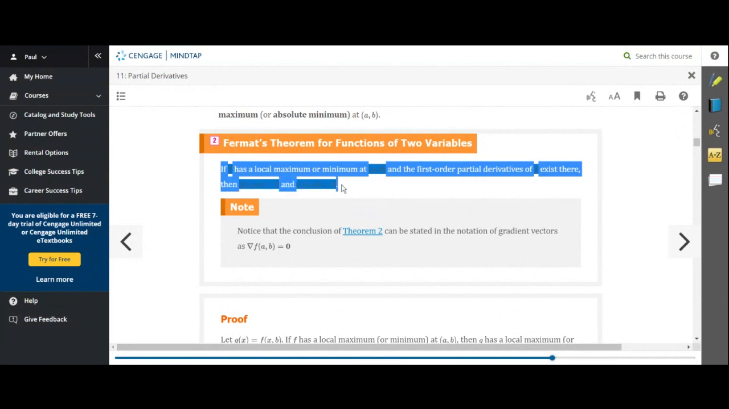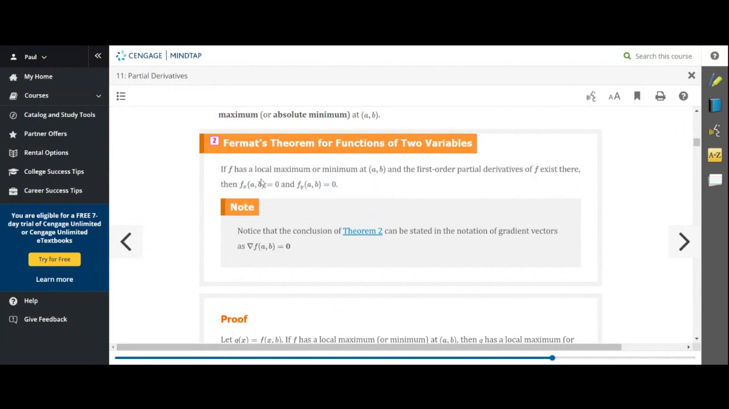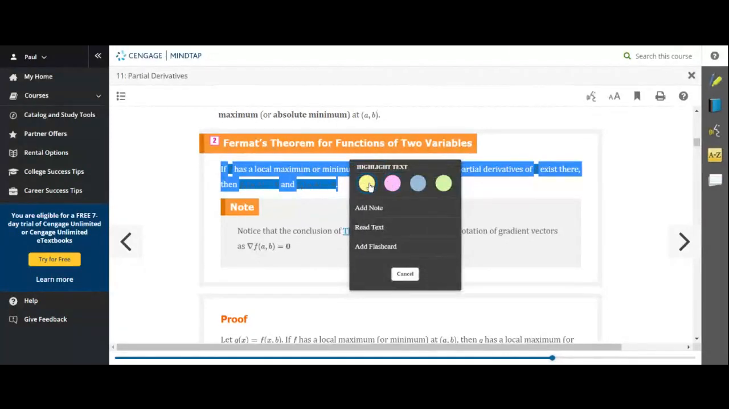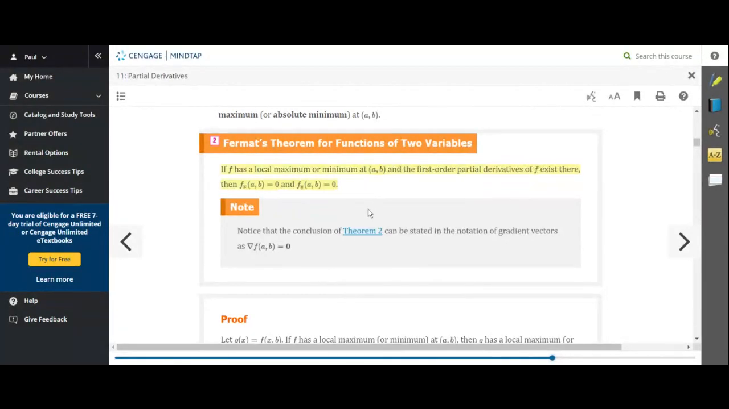Okay, if you have a local maxima or minima, this is Fermat's theorem. If you have a local maxima or minima at a point (a, b) and the first order partial derivatives exist there, then those partial derivatives both have to equal 0. And this is how you establish what your critical points are.